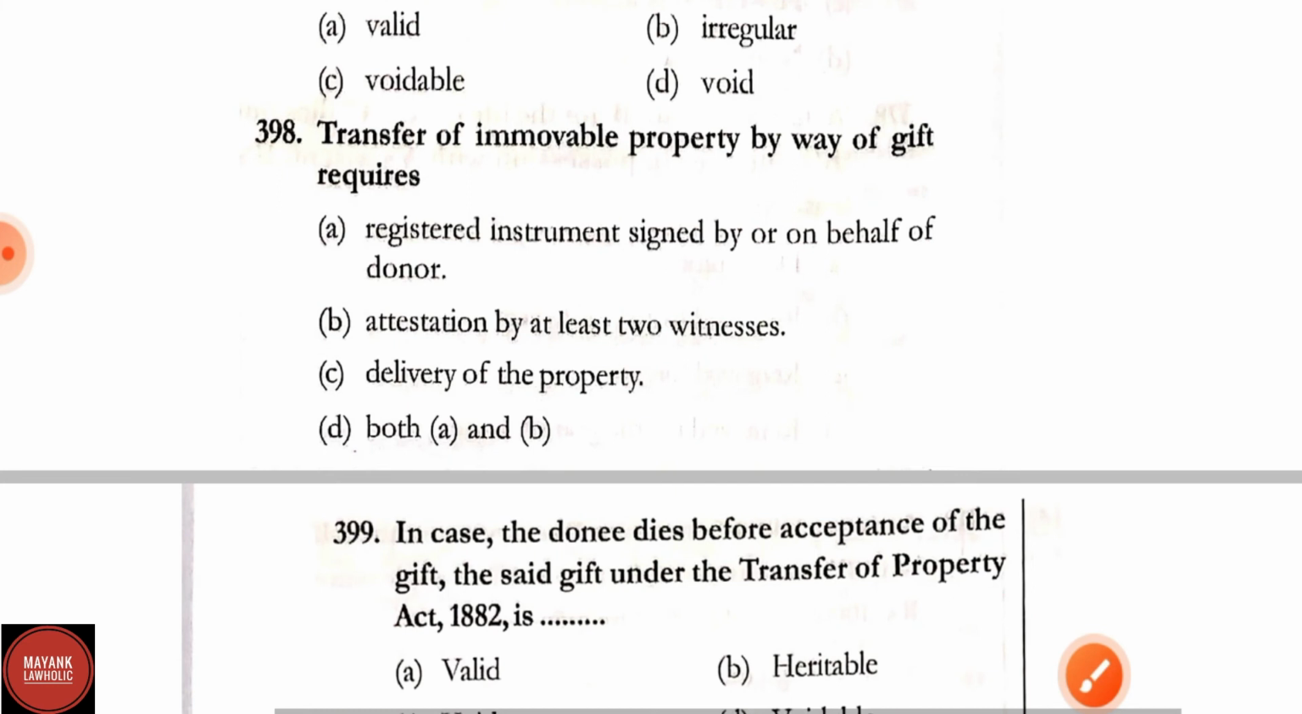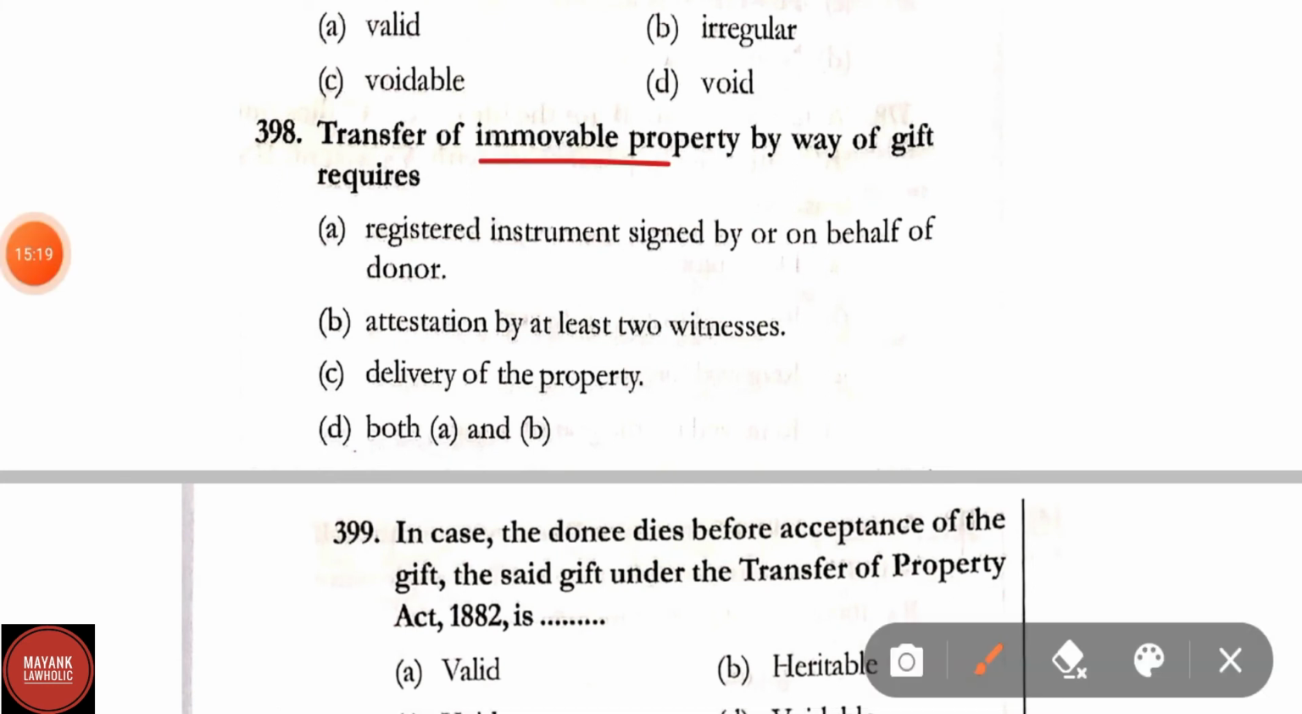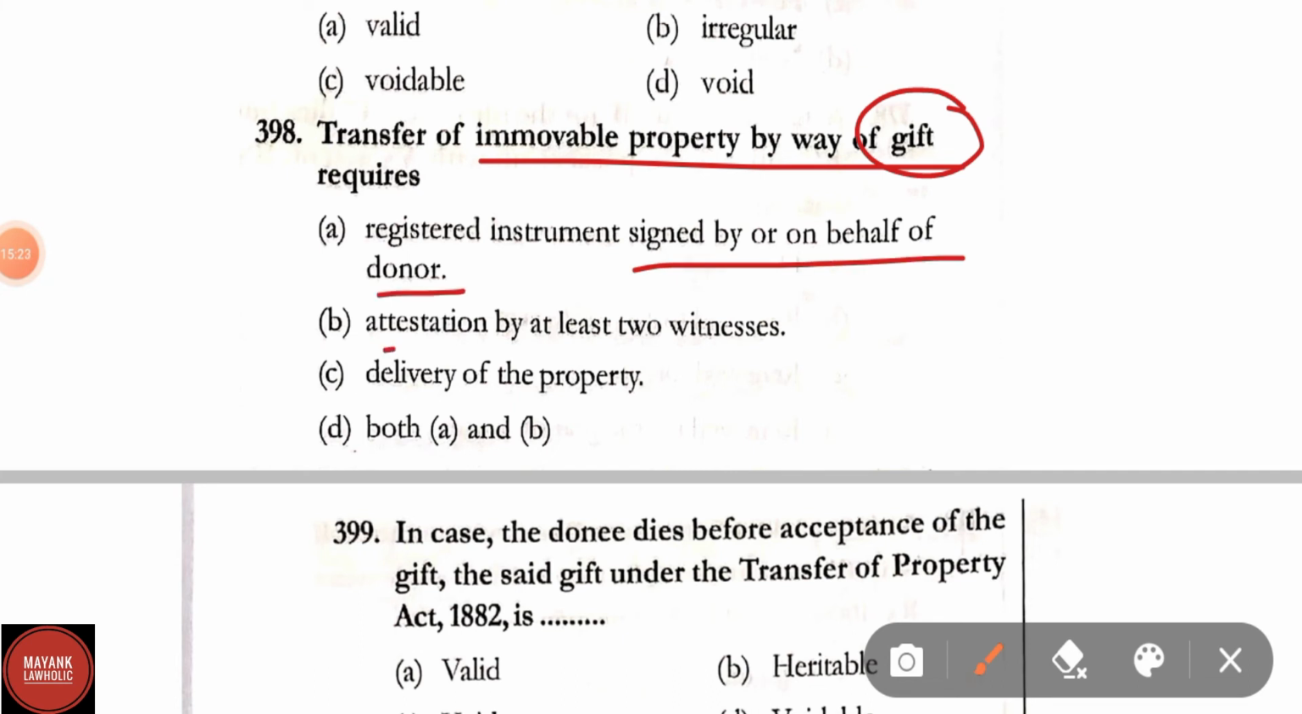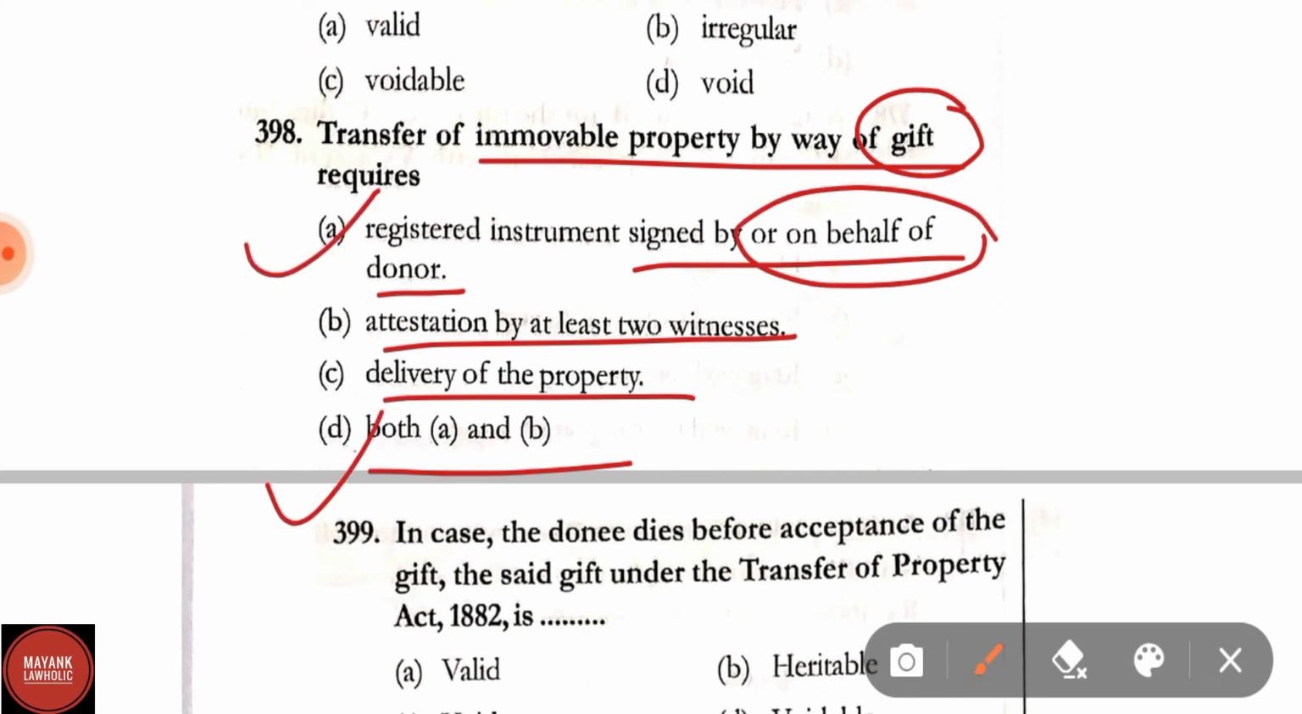Question number 398. Transfer of immovable property by way of gift requires registered instrument signed by or on behalf of donor, attestation by at least 2 witnesses, delivery of the property, both A and B. Here the correct answer is option D, that is both A and B: registered instrument signed by or on behalf of donor, and attestation by at least 2 witnesses.